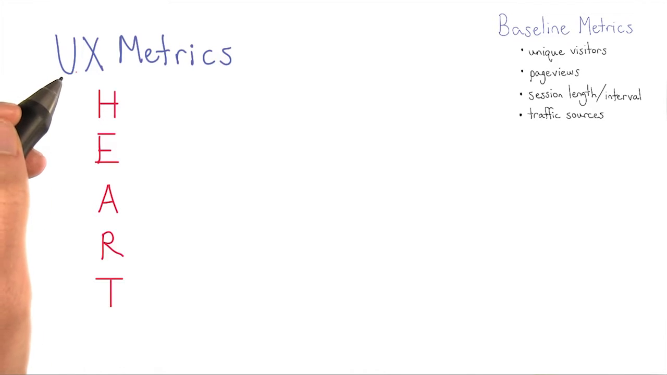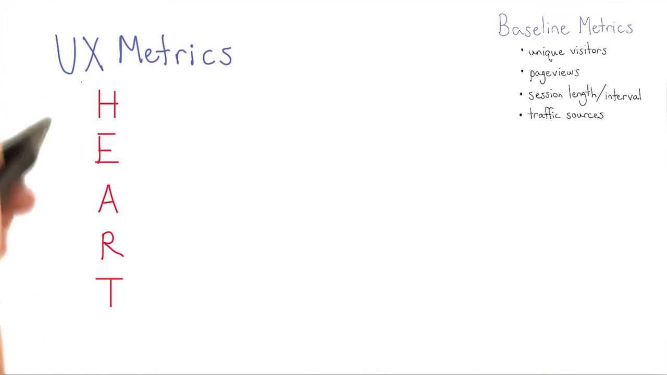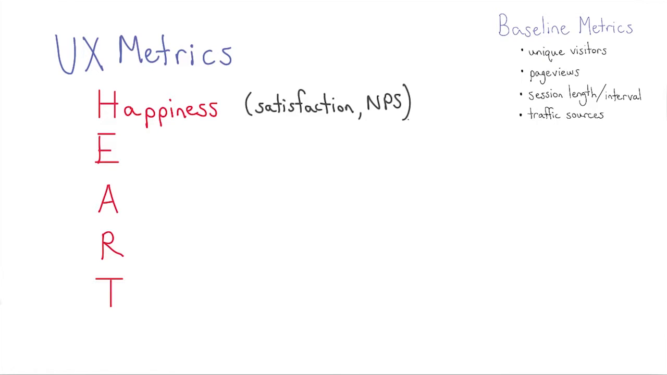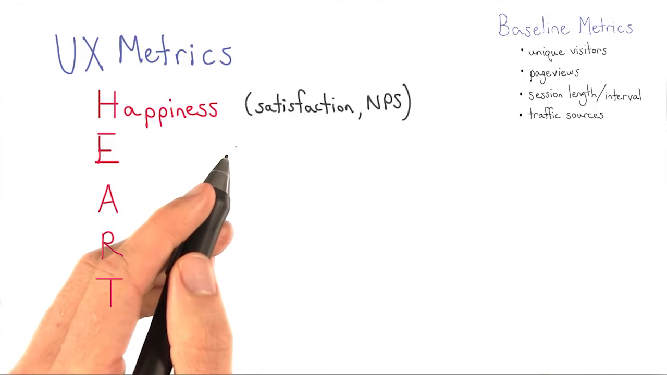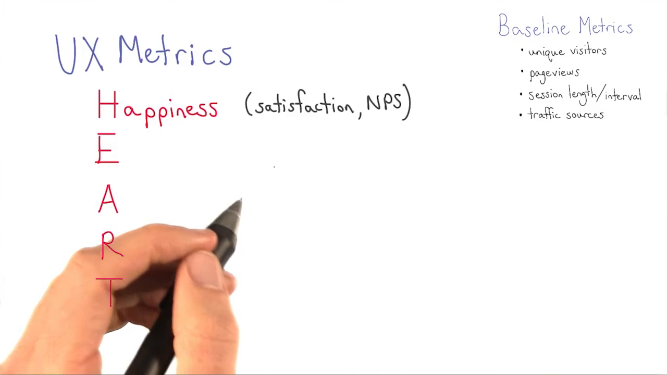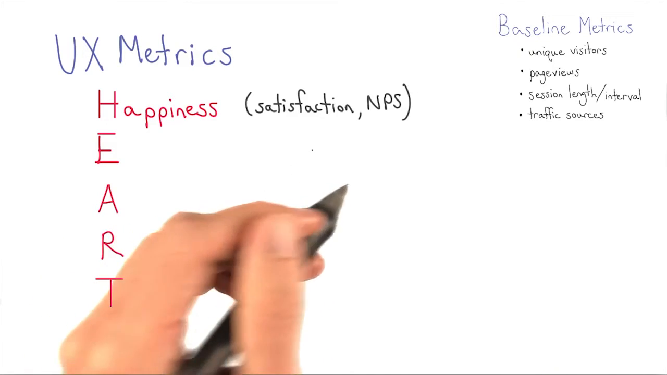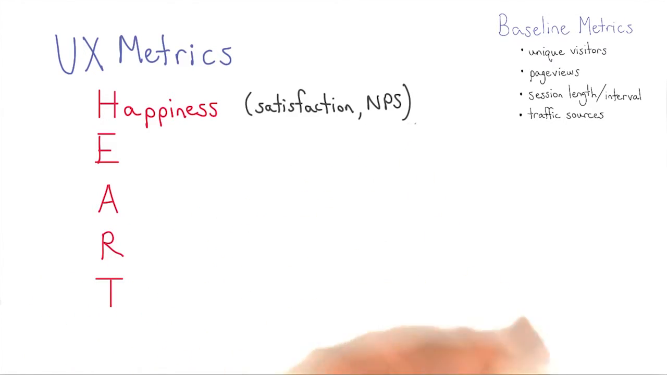HEART is an acronym that stands for 5 broad categories. First is happiness. These metrics are often captured through surveys and measure user attitudes. They're things like satisfaction, perceived ease of use, and Net Promoter Score.